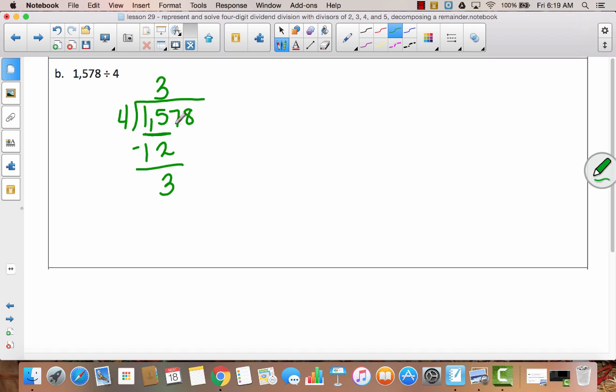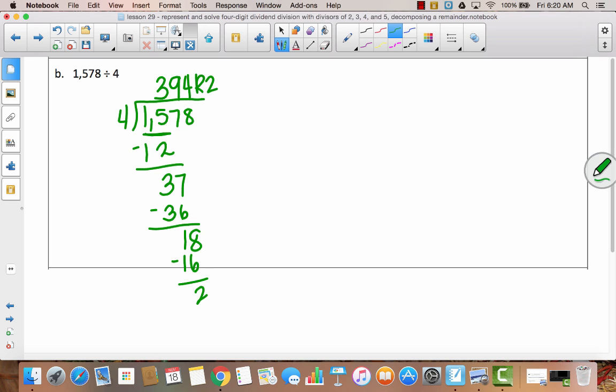So I'm going to add my 3 hundreds to these 7 tens. Now I'm going to divide 37 tens. So again, I can count by 4s. And when I count by 4s, I finally get to 4 times 9, which gives me 36. When I subtract 36, I have 1 ten left over. I'm going to add it to these 8 ones, and now I have 18 ones. 18 ones divided by 4 is 4, and 4 times 4 is 16. Leaves me with a remainder of 2.